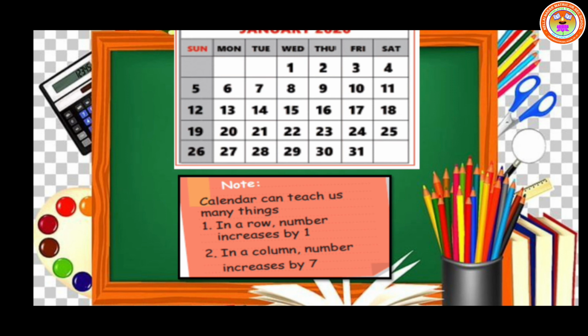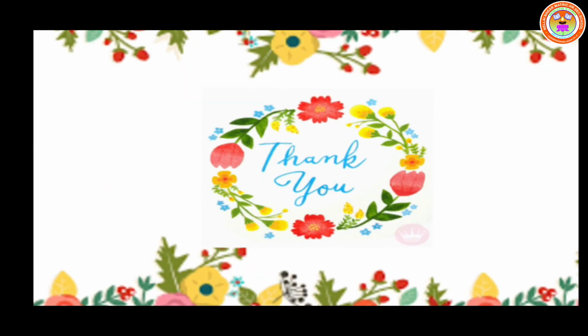Take this third row, students. 12 plus 1, 13. 13 plus 1, 14. 14 plus 1, 15. 15 plus 1, 16. 16 plus 1, 17. And 17 plus 1, 18. Students, again I am saying, in a row the number increases by 1, and in a column the number increases by 7. Students, this is new information to you. Is it clear? And you can find different patterns with different months also.